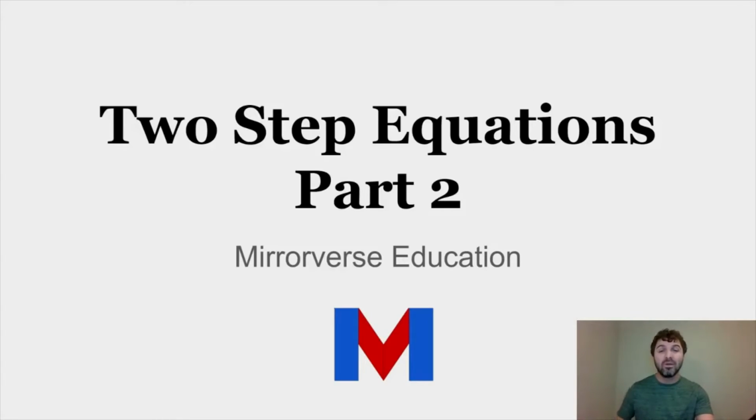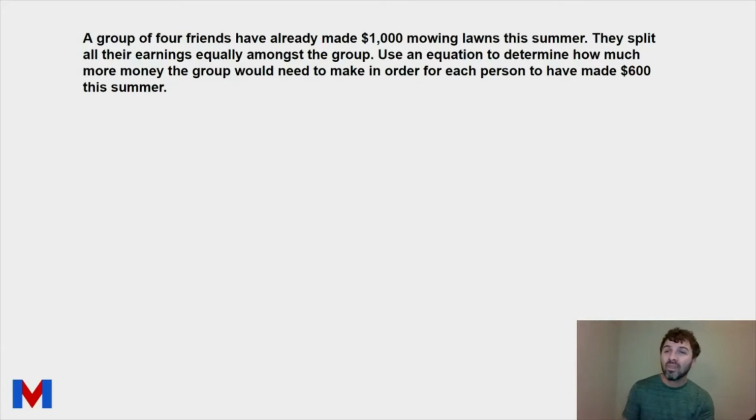So, let's go. A group of 4 friends have already made $1,000 mowing lawns this summer. They split all their earnings equally amongst the group. Use an equation to determine how much more money the group will need to make in order for each person to have made $600 this summer.